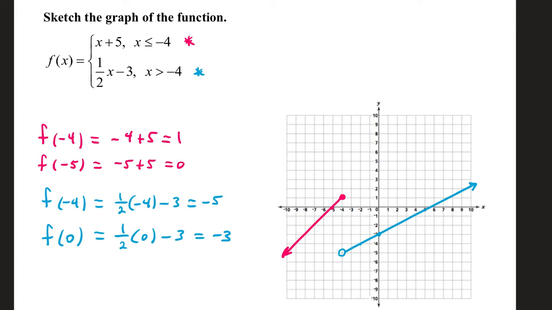Be sure the x values you pick fit the particular piece that you're trying to draw. -4 doesn't fit the piece, but it doesn't mean you can't plug it in. It just gives you a location indicator. 0 is greater than -4, so when you plug a 0 in, half of 0 minus 3 is -3. That point counts because it fits your criteria.